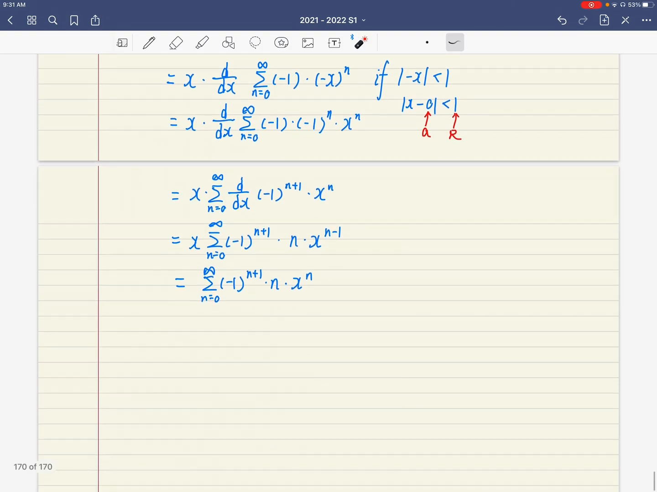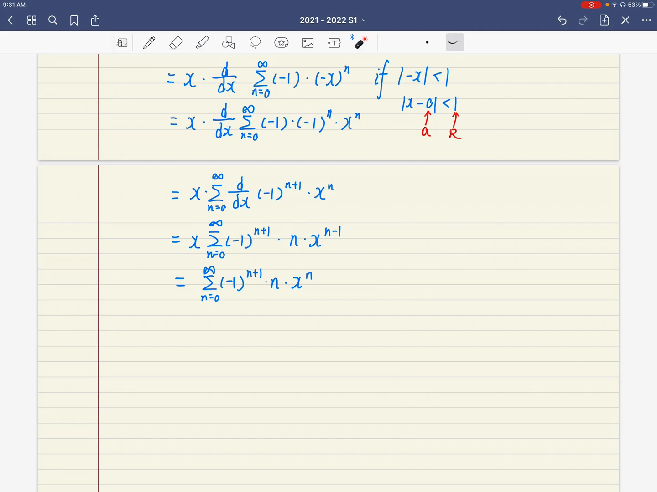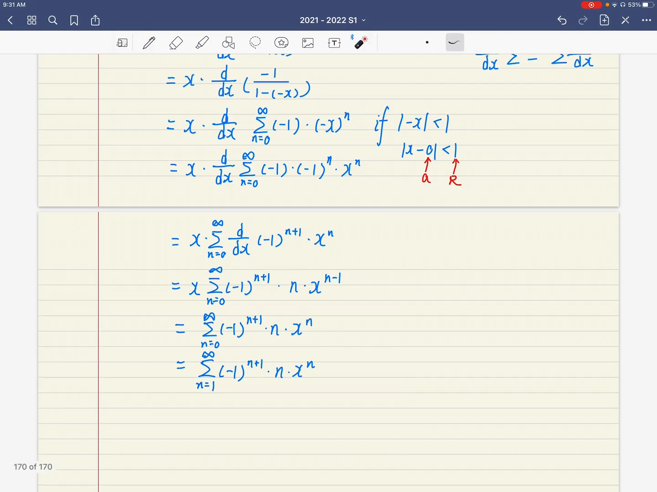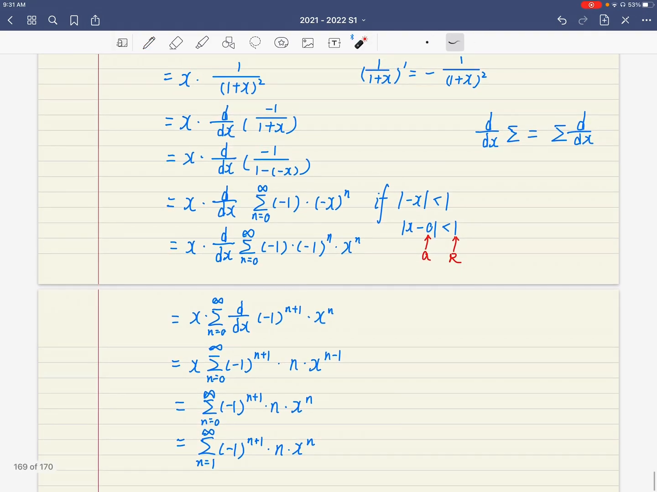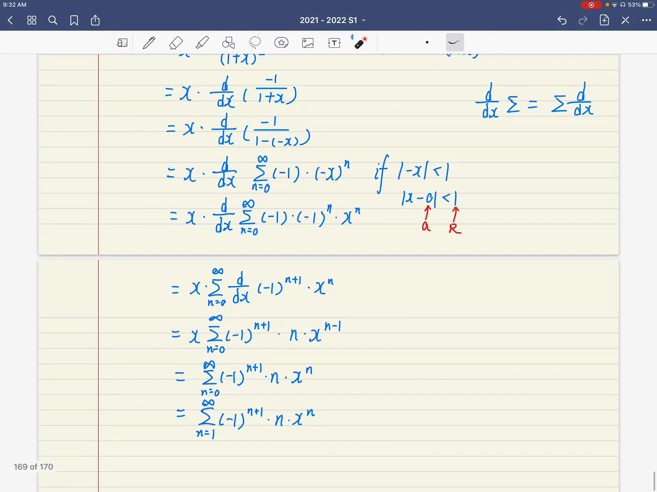As you can see, what is the first term? When n is 0, the first term is actually 0. So whether you start from 0 or start from 1, they give you the same thing. So you can also write it this way, which is the answer. This is the final answer: a series representation of this function, and the radius of convergence is 1.